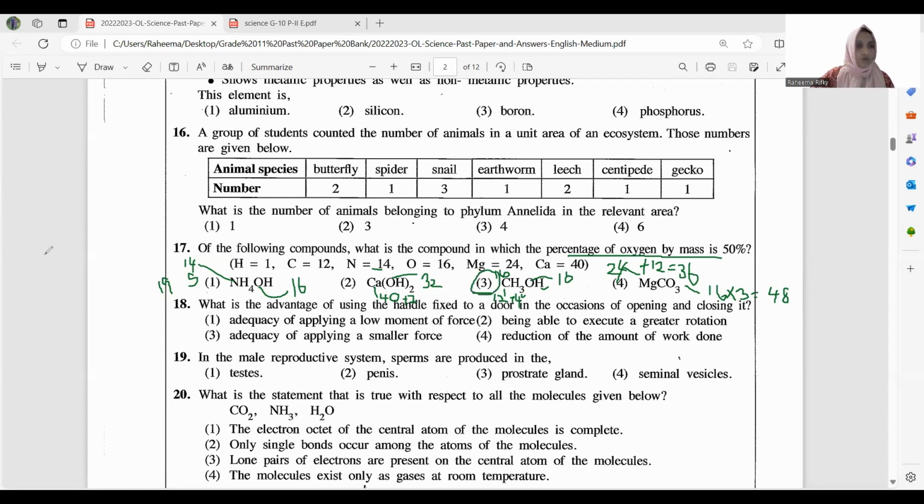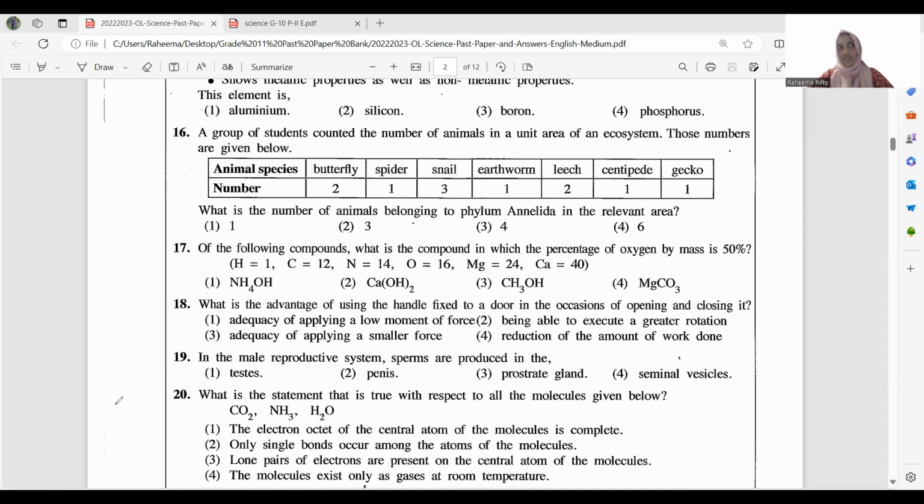Right. Next, we are moving to question number 18. What is the advantage of using a handle fixed to a door on the occasions of opening and closing it? Why do we have handles on doors? Okay, it's a very simple question. Don't think too much. Why do we have a handle? Because we don't have to give much force on the door to open.